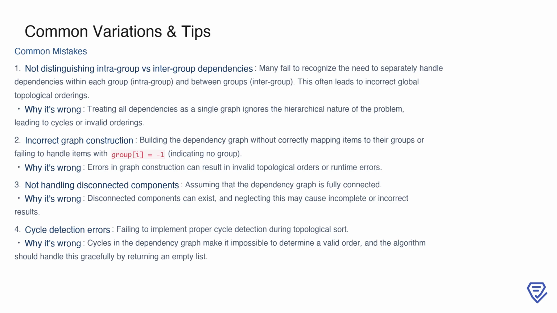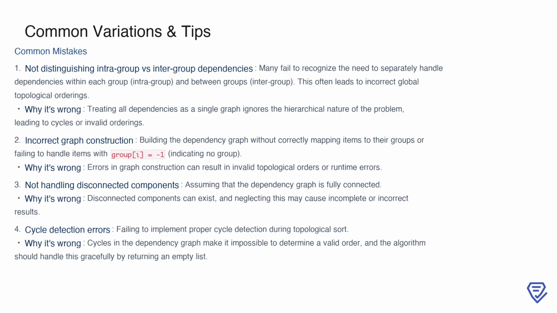For example, mapping items to their groups incorrectly or failing to account for items with no group, where group i equals -1. Such mistakes can result in invalid topological orders or even runtime errors. Additionally, many assume that the dependency graph is fully connected, which is not always the case. Disconnected components are common in this problem, and neglecting them can lead to incomplete results.